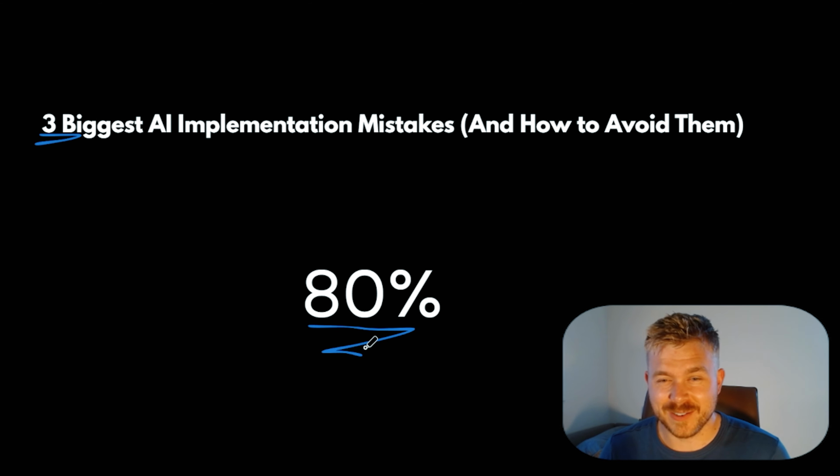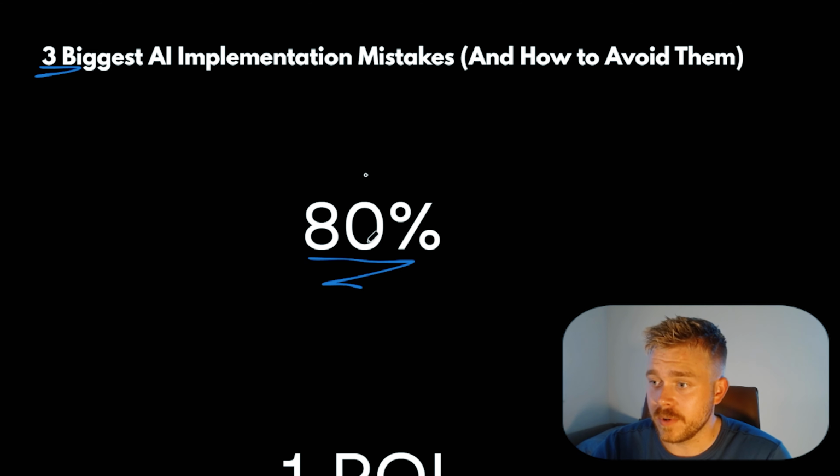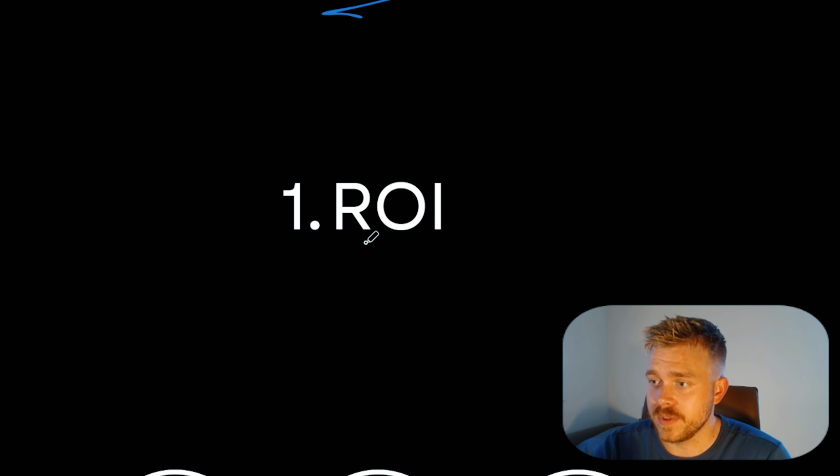I think I've narrowed it down to three-ish big issues that I've seen and personally run into. We're going to cover those and talk a bit about how we can avoid them, to make sure that we're actually deploying these AI systems and the customer is getting value from them. So first thing I want to talk about here is the ROI.